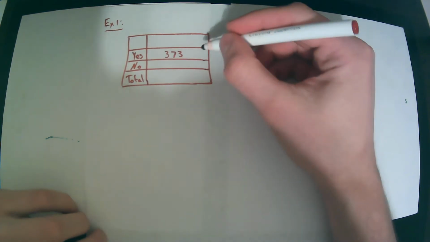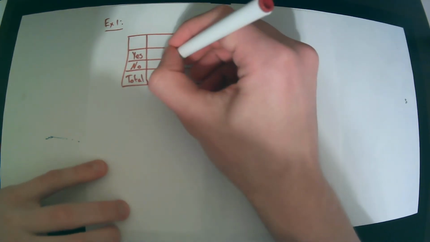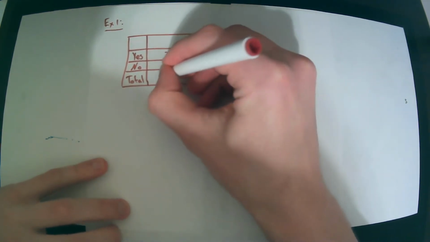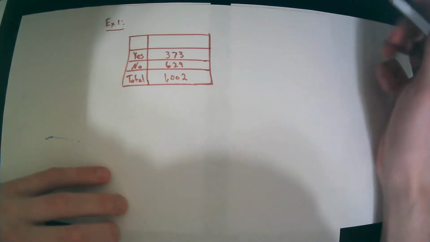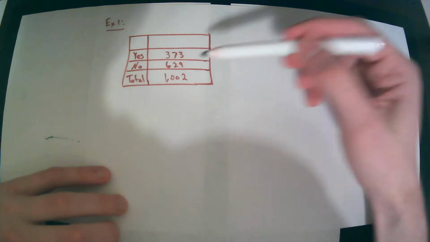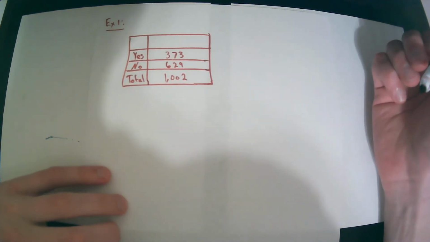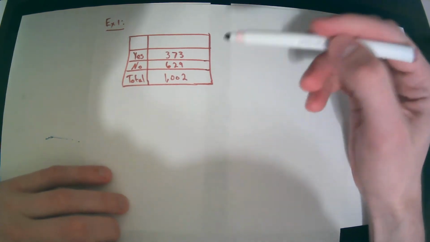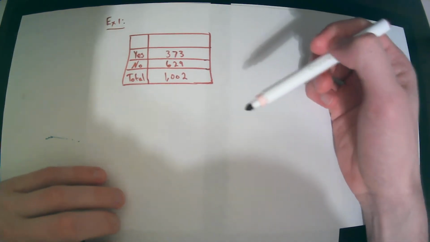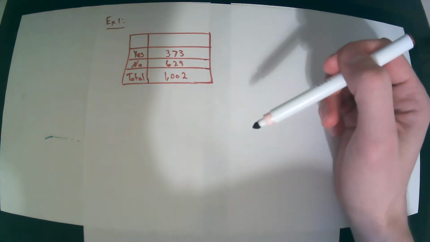People that have a college degree is 373. People that don't is 629, and the total number of people that answered the survey is 1,002. And we're assuming they could only answer yes or no. There's no third category. So the sum of these is 1,002. So no funny business going on where you could answer like maybe or something like that.